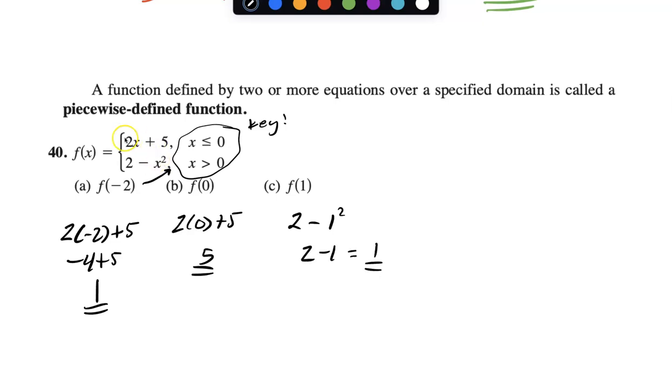And that's how you evaluate with a piecewise function. You just look at here and see which one you plug into. You don't plug into all of them. It should just be plugged into one of them. And then how do you tell which one? Look at the key right here.